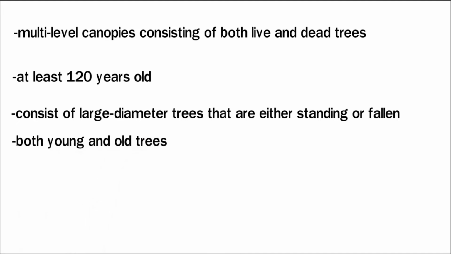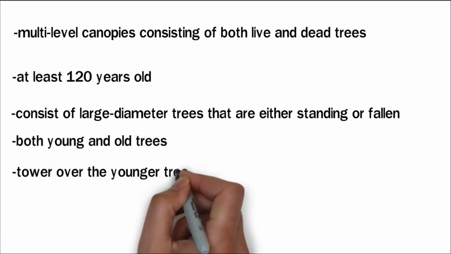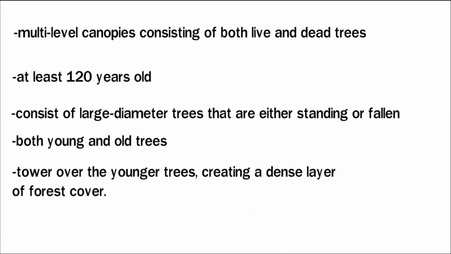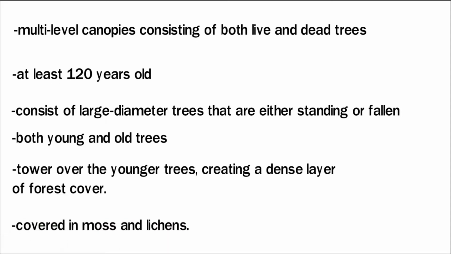The older trees have a larger stem density than the former. They also tower over the younger trees, creating a dense layer of forest cover. The bark of trees found in old-growth forests is often covered in moss and lichens.